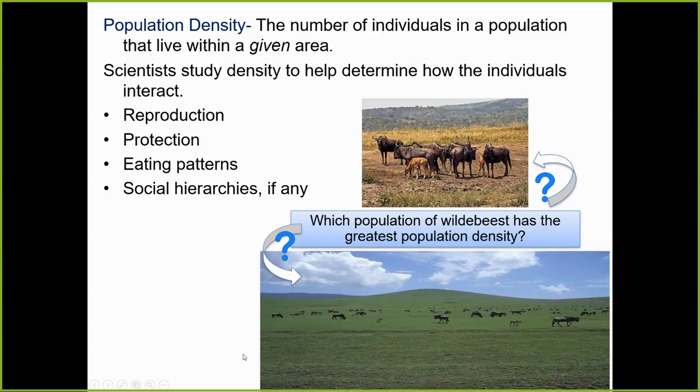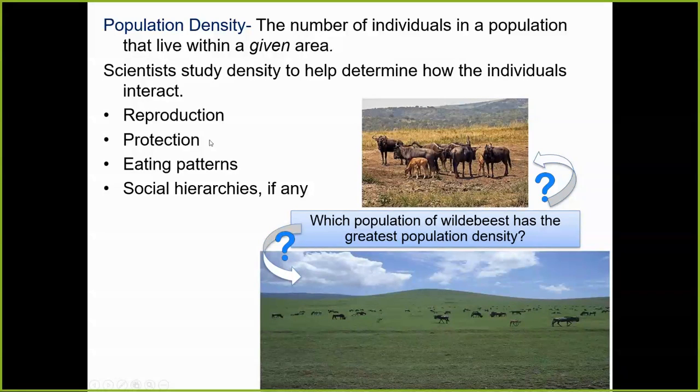Okay, so population density, we sort of talked about this a little bit already when we looked at those penguins. These are going to be the number of individuals in a population that live within a given area. Again, why study density? Who cares? So again, the density of a population is going to help us look at how these individuals interact. Again, ladies and gentlemen, that's a whole concept behind ecology. How organisms interact with each other, how organisms interact with the environment around them.